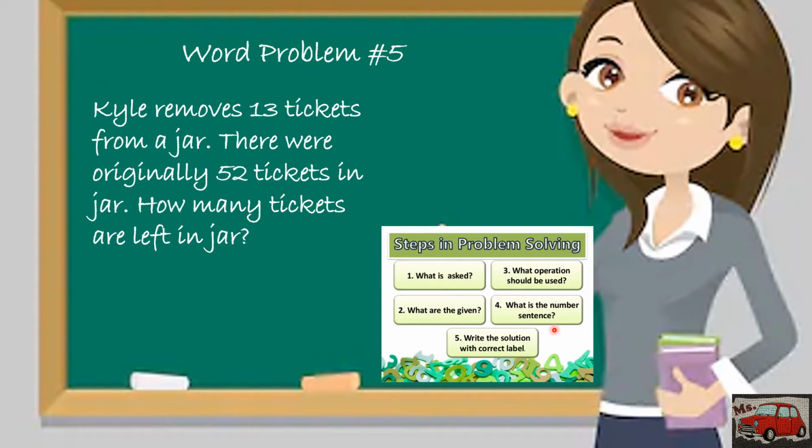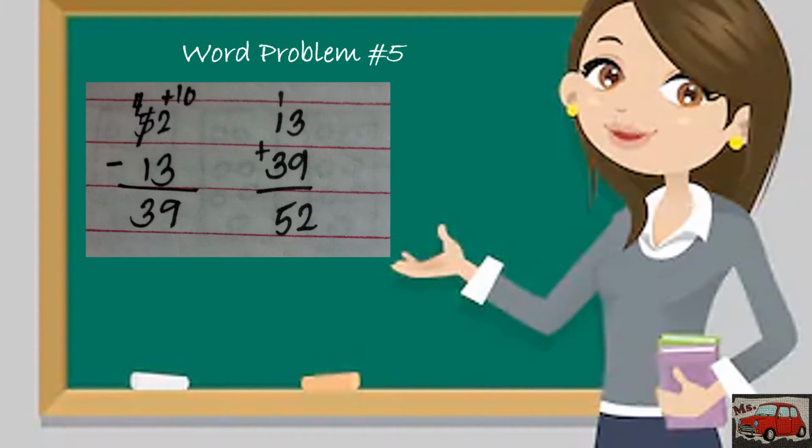Okay? What is the number sentence or the expression? Since subtraction, so we have yung original na 52 tickets minus yung 13 tickets. Then let's solve. So we have here 52 minus 13 and the answer is 39. So it means meron lang 39 tickets na nandun sa jar. Okay? So if we want to check it, we'll just add the 39 and yung 13 na tinanggal ni Kyle. So if you're gonna do that, then you have the original 52 tickets.